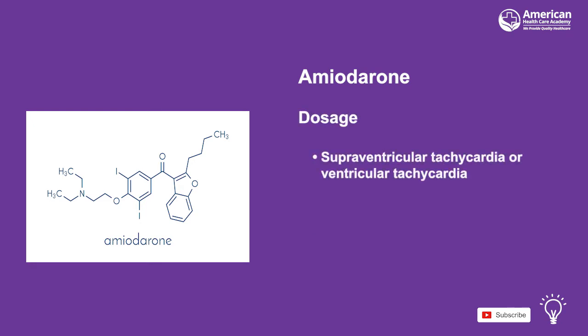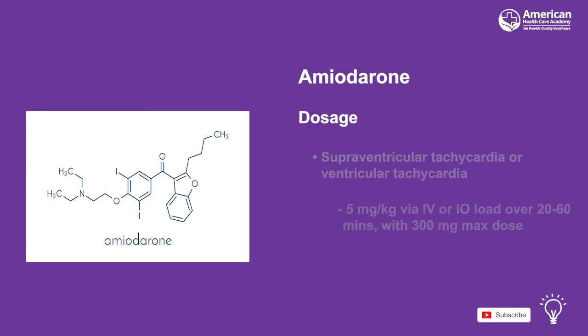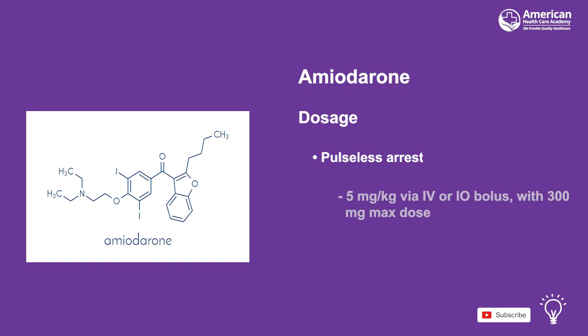For supraventricular tachycardia or ventricular tachycardia, administer 5 milligrams per kilogram IV or IO load over 20 to 60 minutes with a maximum dose of 300 milligrams. For pulseless arrest, administer 5 milligrams per kilogram via IV or IO bolus with a maximum dose of 300 milligrams.